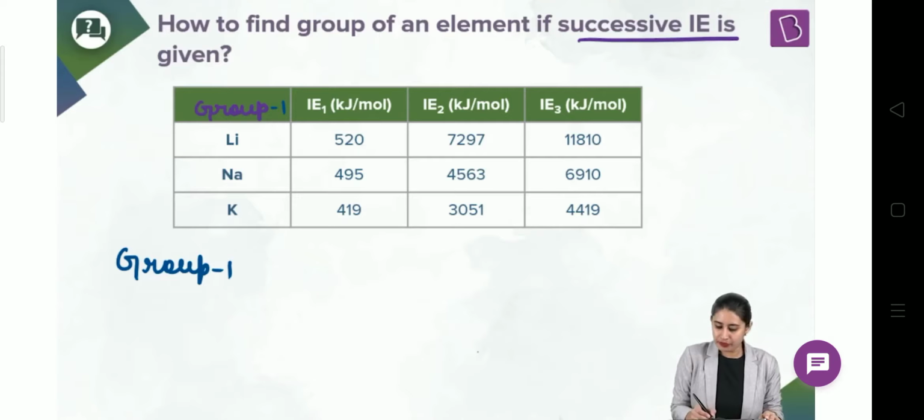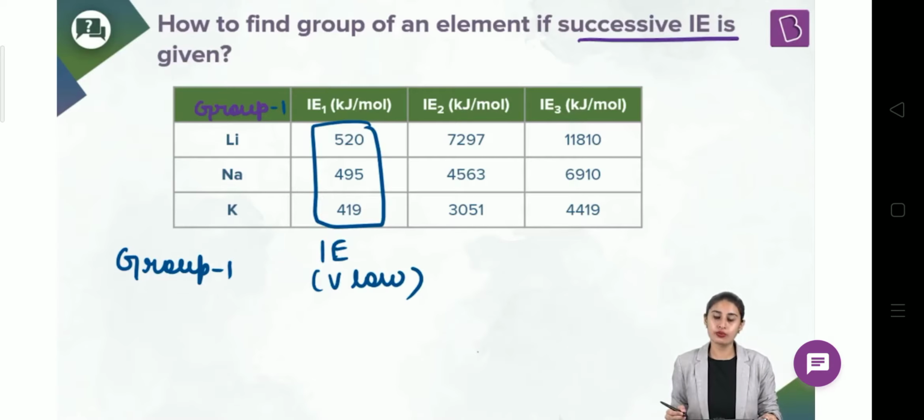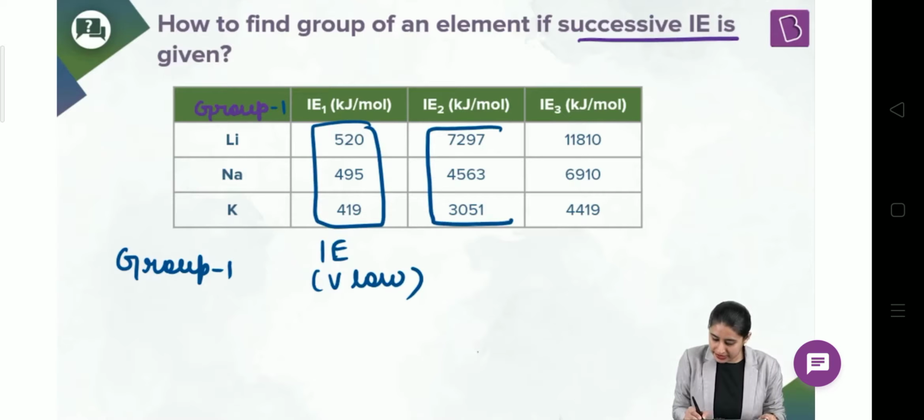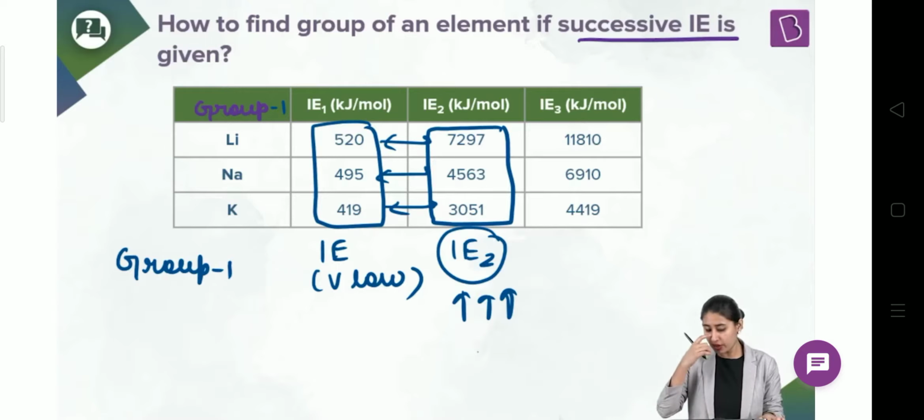So if you see, the first IE is very low. Look at this. The second IE is very, very high. Why am I saying very, very high? Look at the difference. 520 times not even 10 times, more than that. Around 14 times is going to give me this result. So IE2 is more than 10 times IE1.